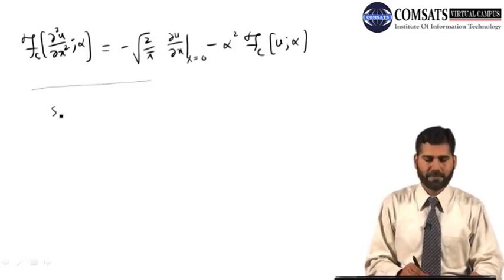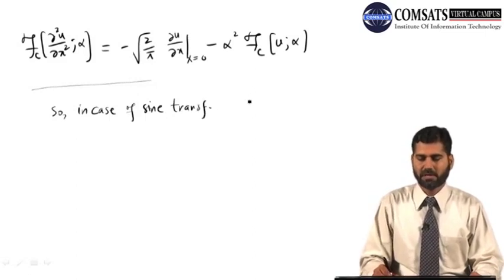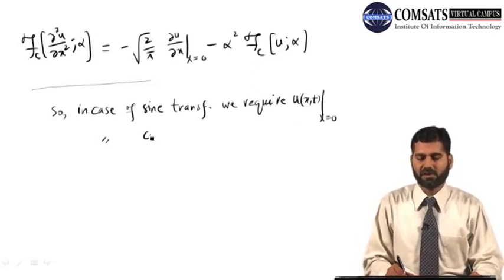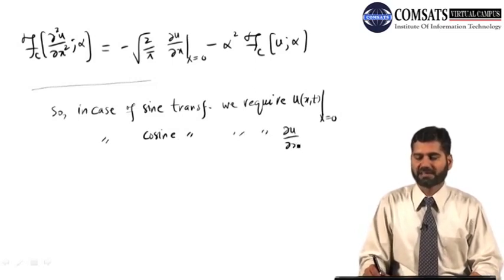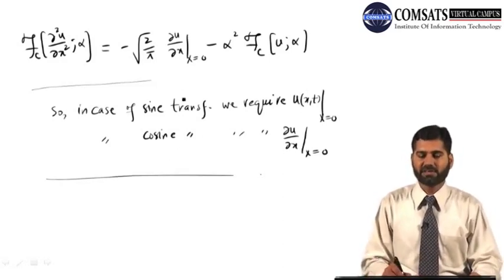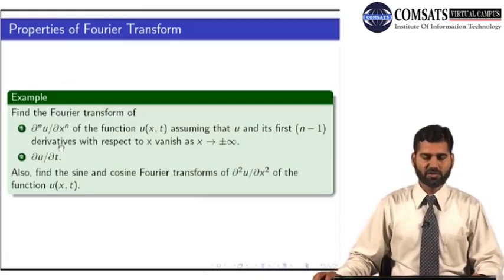differential equation. So, in case of the sine transform, we require u(x,t) at x is equal to 0. And in case of the cosine transform, we require partial u by partial x at x is equal to 0. Alright? If this boundary condition is given, go for the sine transform. If this boundary condition is given, then go for the cosine transform. And you can solve the PDE. Alright, so we saw these two examples here.